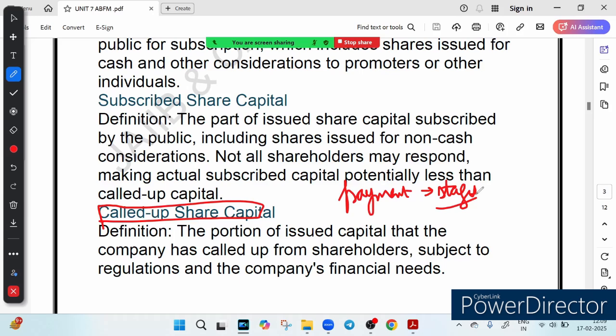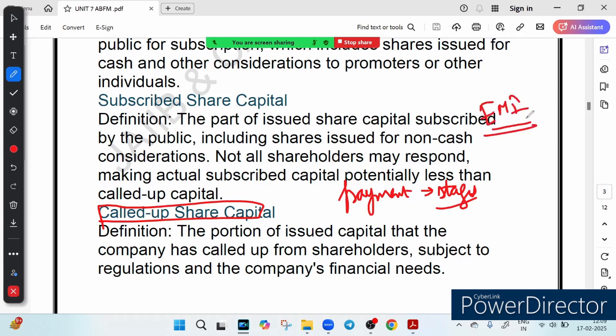The portion that the company calls up is called called up share capital, right? So basically all the shareholders have agreed that yes, I will pay you the money and you give me the shares. But it is not like the company collects all the money at once. The company collects money in stages, just like EMI. You know about EMI, equated monthly installment.